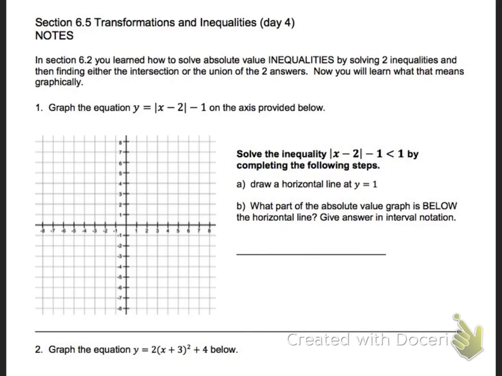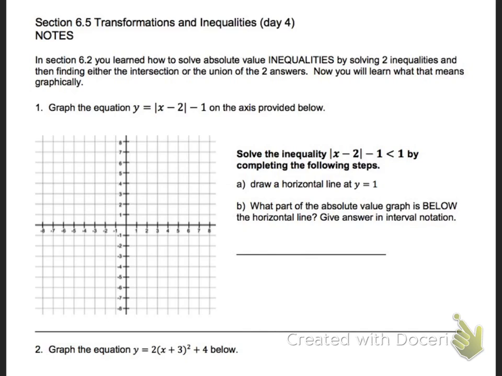So for 6.5, we're talking about transformations and inequalities. We learned how to graph the parent function, graph their transformations, and we also learned how to solve inequalities, but we haven't done that graphically yet. So we're going to connect the two. How could we solve by graphing versus just solving it algebraically? We're able to look at a graph and know how to solve as well.